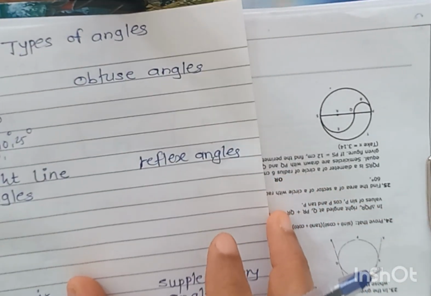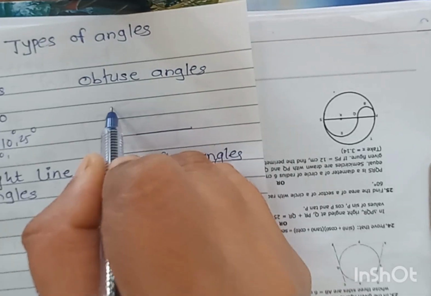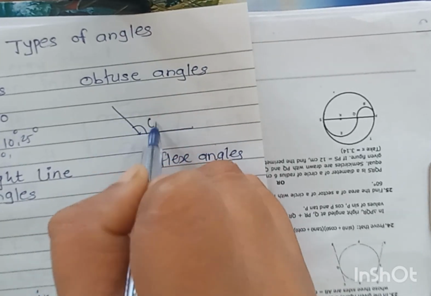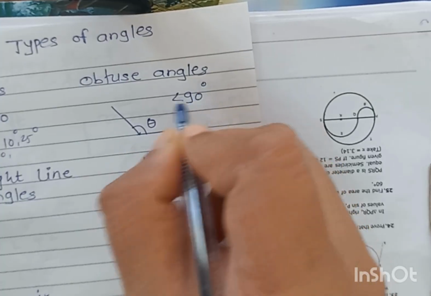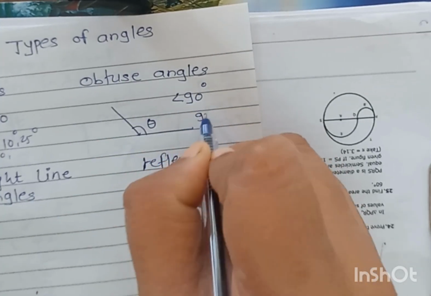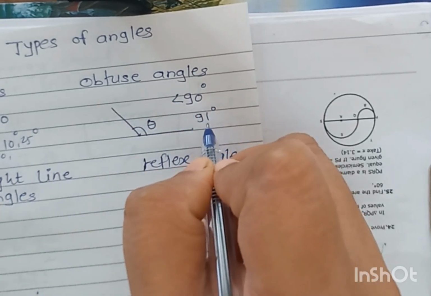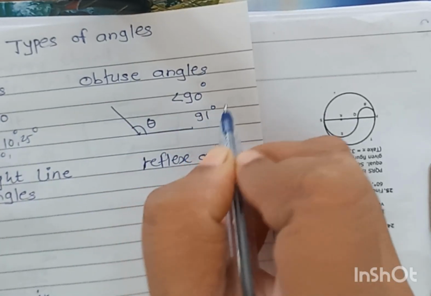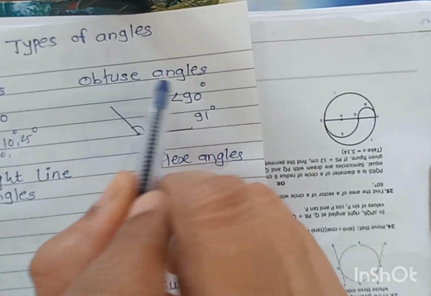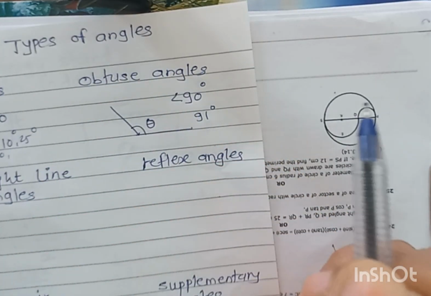Then we have the next type, that is the obtuse angle. These are angles whose values are greater than 90 degrees. That means 91 degrees also comes under obtuse angle, 100 degrees, 110 degrees, 120, 130, and so on. Those are greater than 90. All those angles come under the obtuse angle.